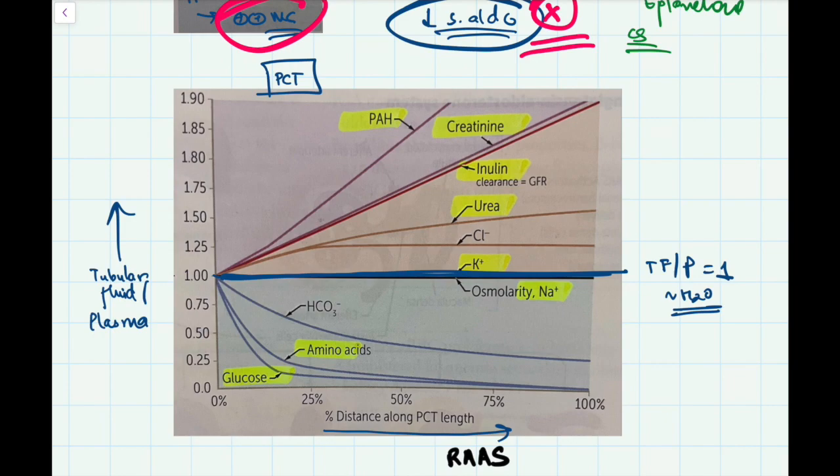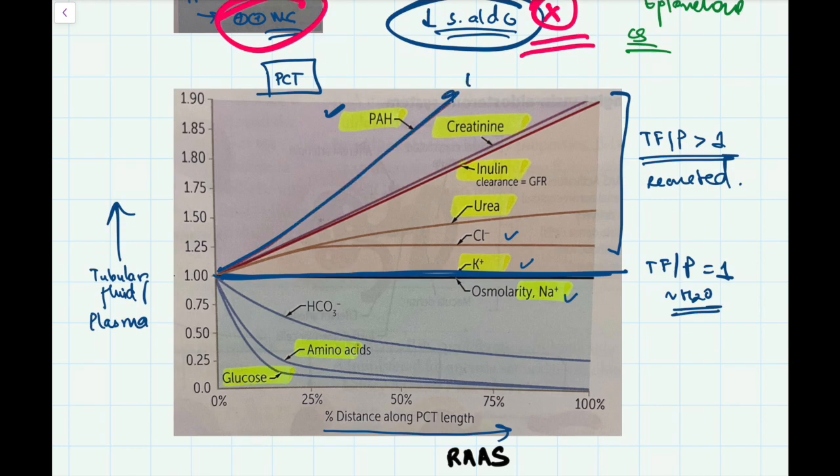Okay. So we can see that potassium and sodium have a TF by P of approximately 1, and chloride will have a slightly greater TF by P, right. If TF by P is more than 1, it means that the solute is being secreted, like PAH, which is maximally secreted, 100%.